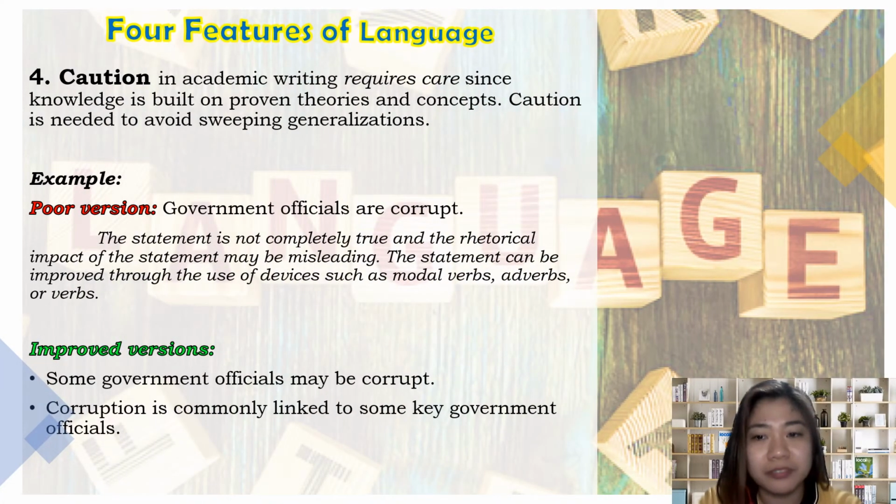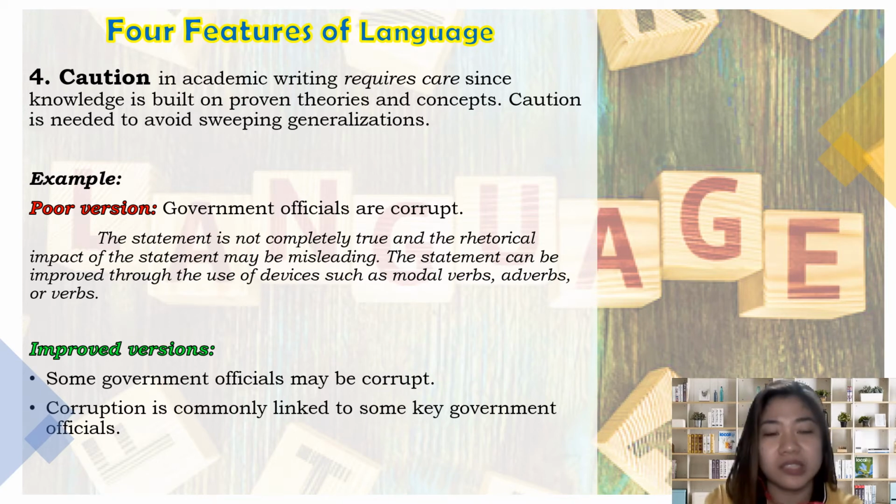So number 4 is the caution. Caution in academic writing requires care since knowledge is built on proven theories and concepts. Caution is needed to avoid sweeping generalizations. Example, the original version: government officials are corrupt. This statement is a bit careless in terms of formal text or formal writing.